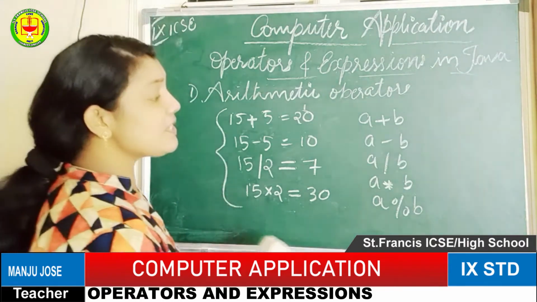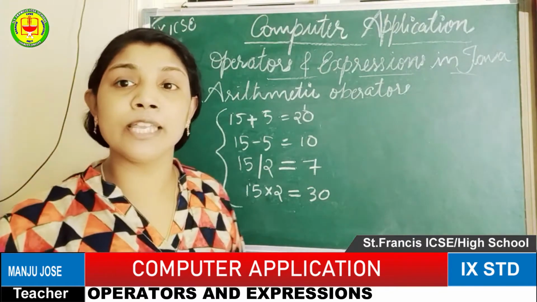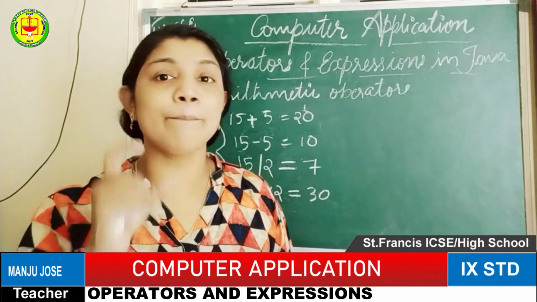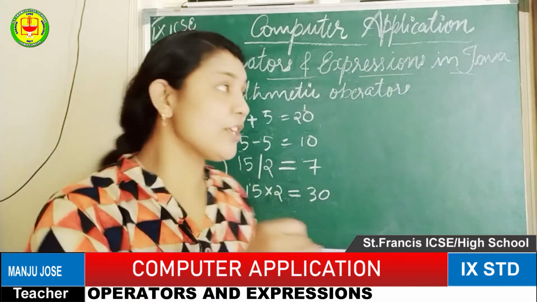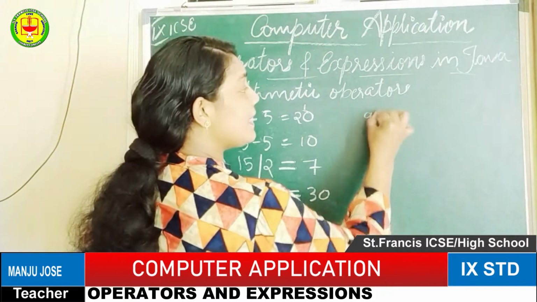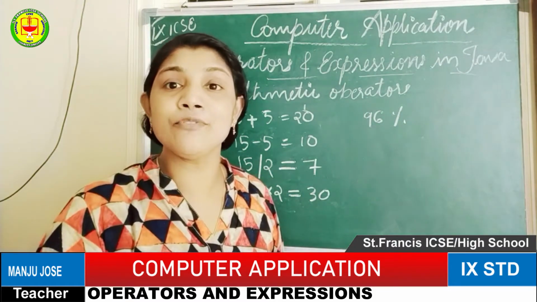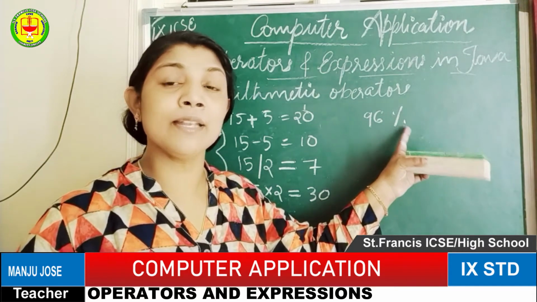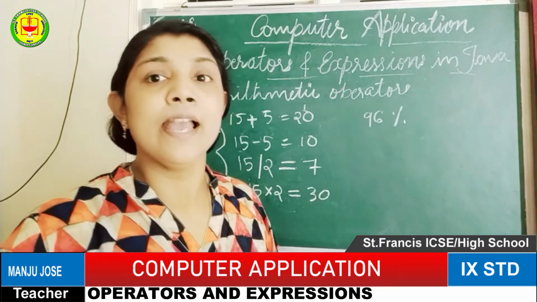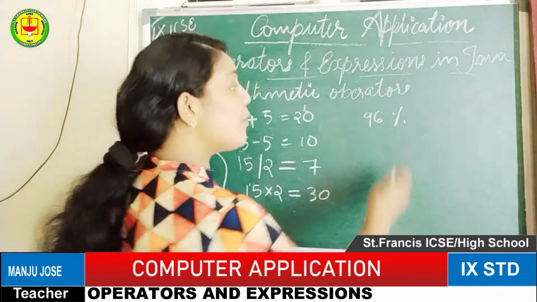Okay, so which is the fifth one? The fifth one, when we are working with the computer, is the percentage symbol. So how much percentage are you getting? A representation of percentage, 96%. We use this symbol, a slash with the double dot, to represent percentage. The name of this symbol is percentage, but when we use it in mathematics, it is called the modulus operator.